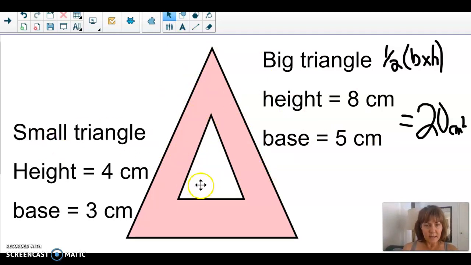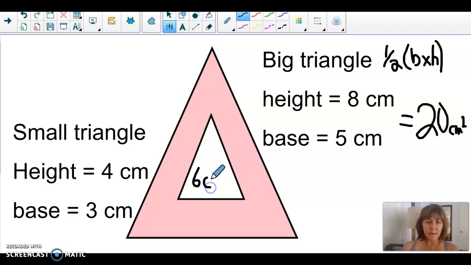Now let's look at this little tiny white triangle. We want to figure out the area of that. So using the formula, half base times height. The base is 3, the height's 4, so I know that's 12. Half of 12 is 6. So this triangle, this small one, has an area of 6 centimeters squared.